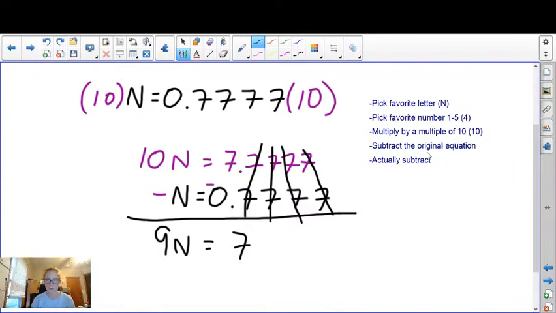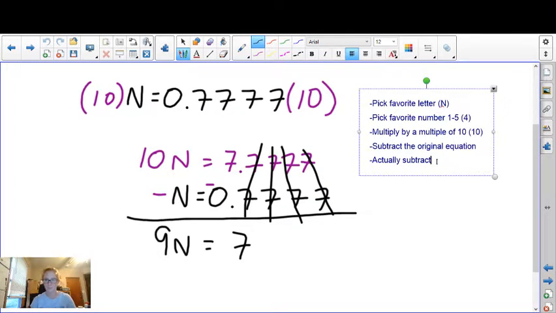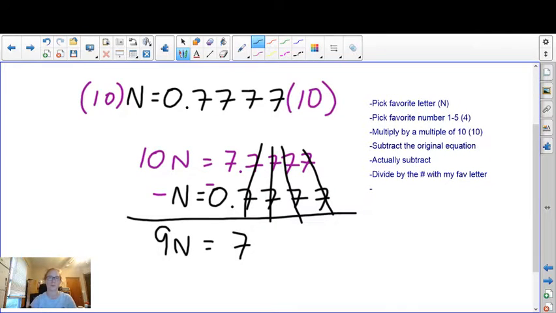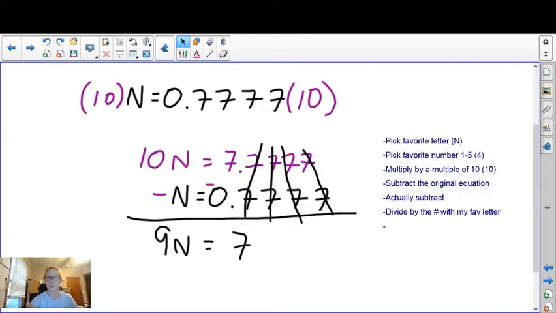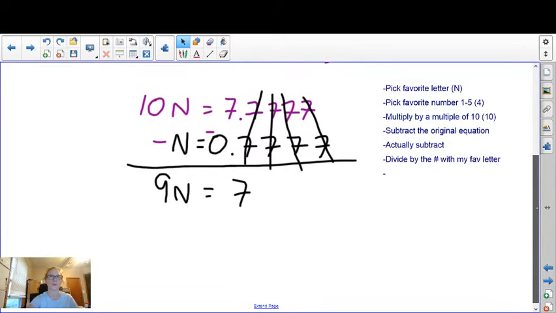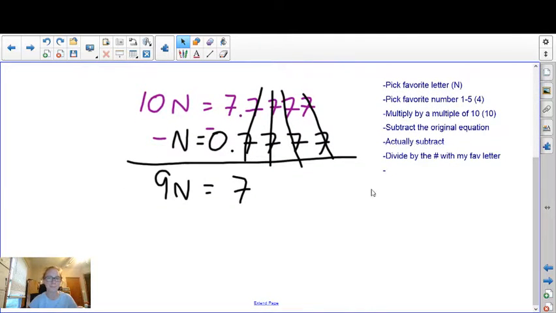And then my next step will be to divide by the number with my fave letter. And then I have 1 more step after that. And I wanted to put that there so I didn't forget. I need a little bit more space so I can scroll down. So I'm bringing my directions with me.